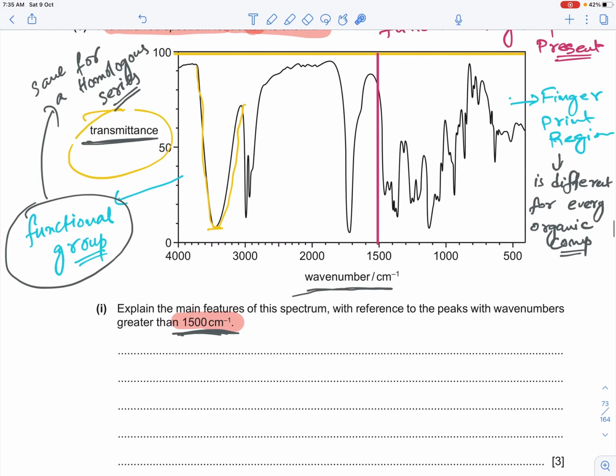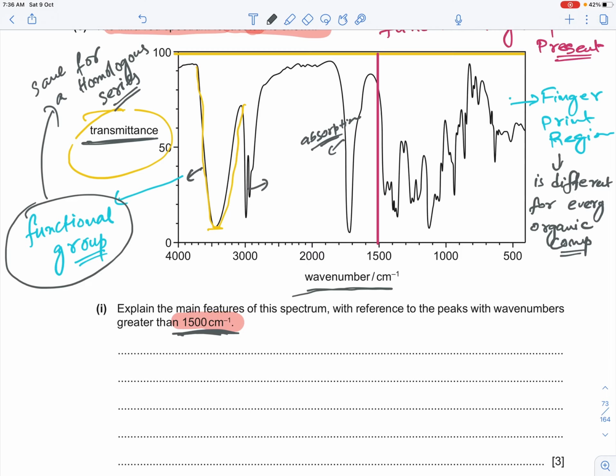So now the peaks above 1500, we can call them peaks or we can call them absorptions, right? So this is one absorption, and the other absorption is right here, and the third absorption is right here. So these are three absorptions which are present above 1500.